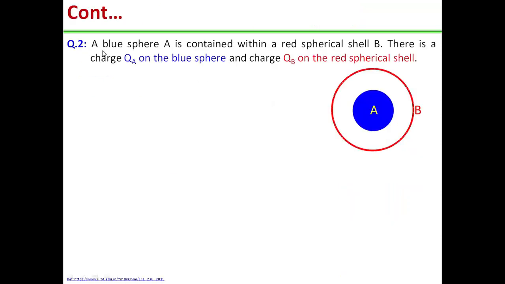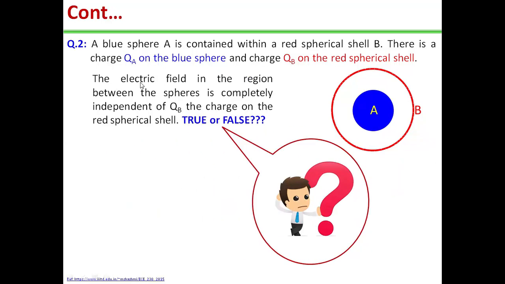Now the second question is: a blue sphere A is contained within a red spherical shell B. There is a charge QA on the blue sphere and charge QB on the red spherical shell. The question is: the electric field in the region between the spheres is completely independent of QB. That means in the region between A and B, the electric field is completely independent of B. Is it true or false?